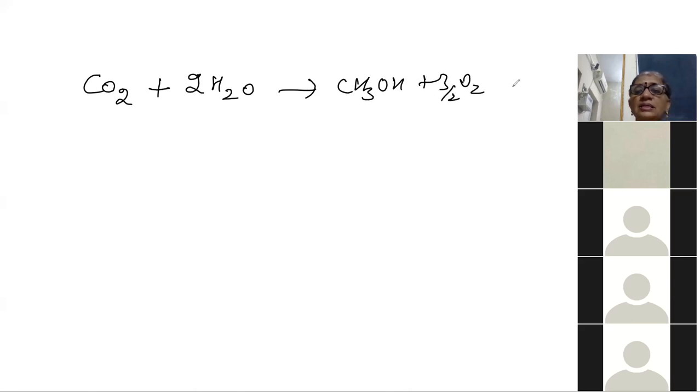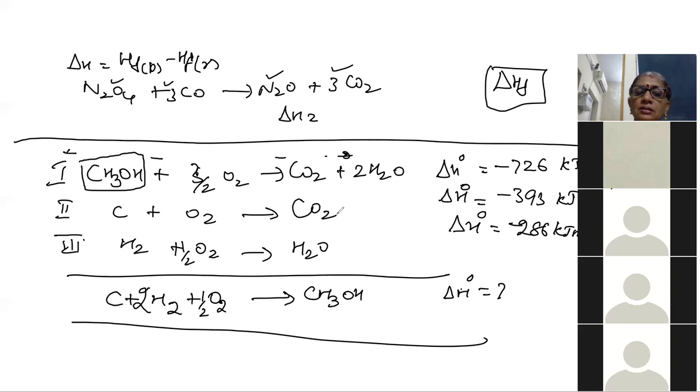So when you are reversing the equation, what should I do to the del H? I should reverse the sign of del H also. So what should I do? Plus 726 it will become, right? Then what should I do to the second equation? Should I retain it as it is or should I change it? Should I reverse it?